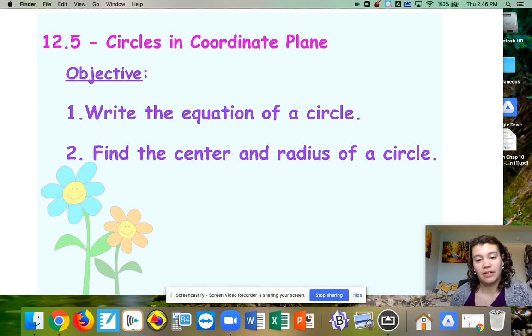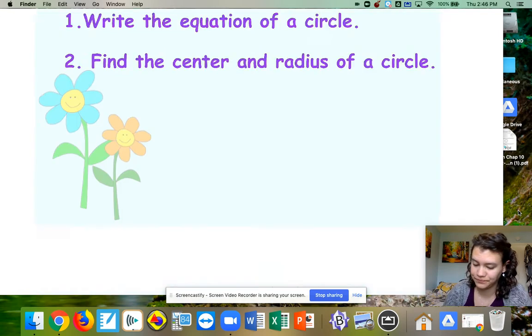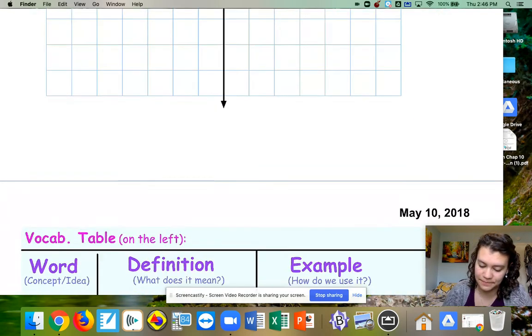All right, so we're going to talk about writing the equation of a circle today, finding the center of that circle and then the radius of the circle. So I'm going to skip this slide.